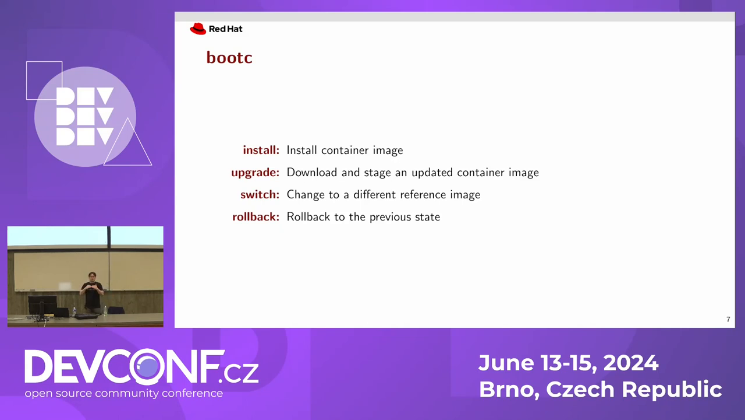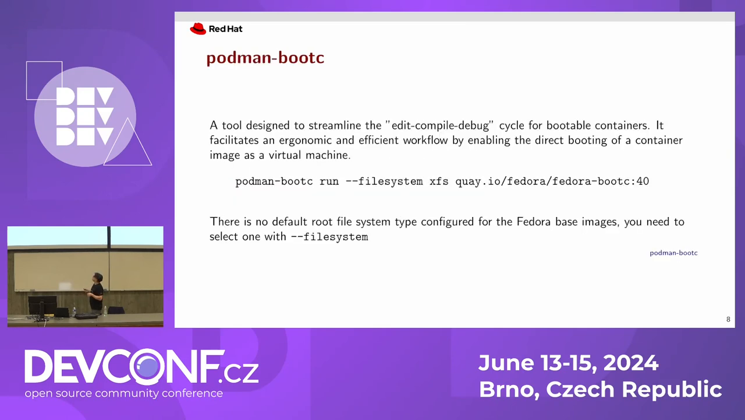It means that if you create a new version of your container, you can upgrade your installation with the new version. Usually it's automatic, so you don't need to do anything, but you can do it manually if you want, or you can switch to a different image. And of course, if something goes wrong, you can roll back and have the previous system running. That will be more clear with a demo.